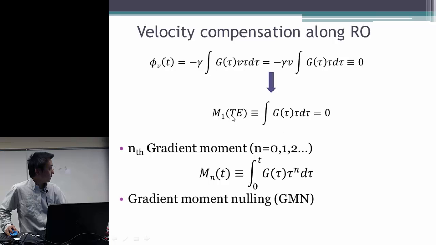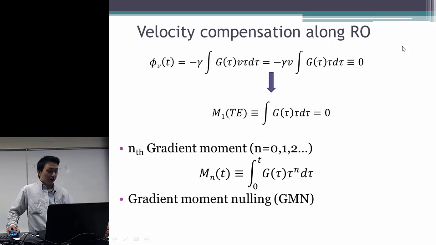So to achieve velocity compensation, we will have to achieve first gradient moment nulling. We call this the gradient moment nulling condition. It's very simple: just make sure that the value is 0 by adjusting the polarities of the gradient and the duration of different gradient lobes.